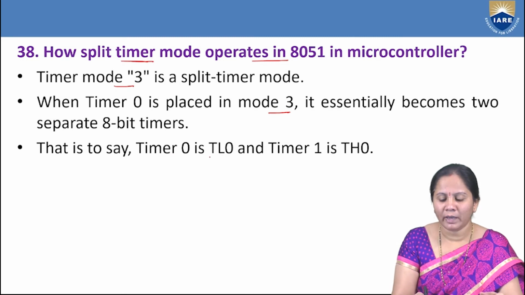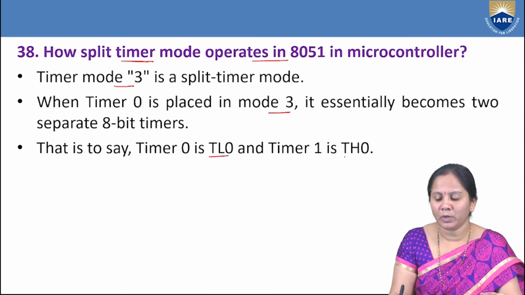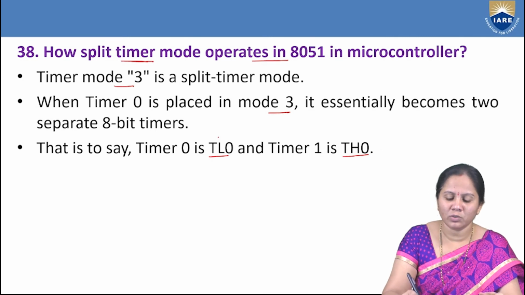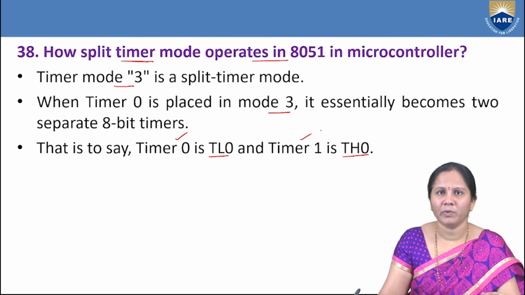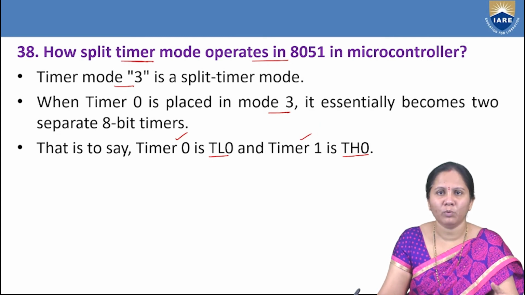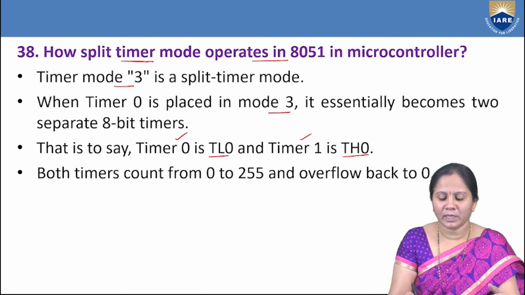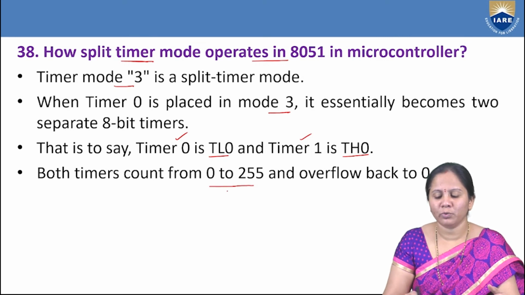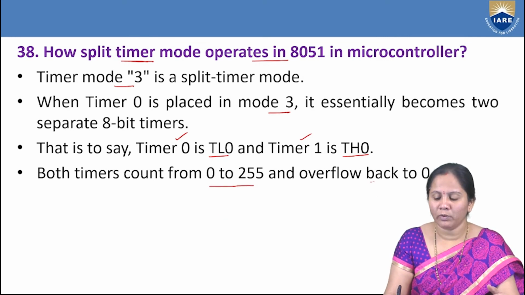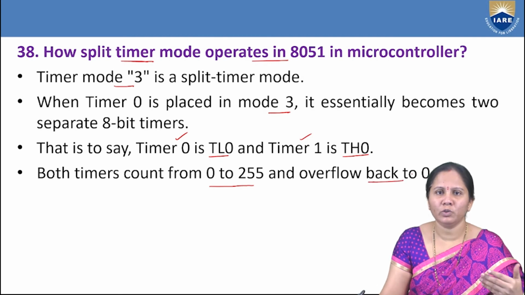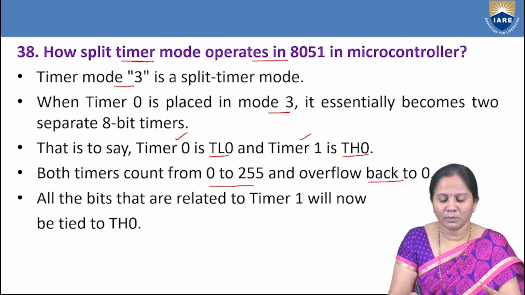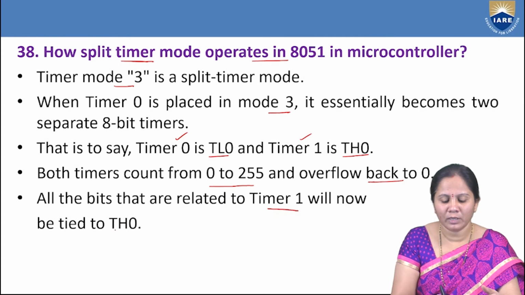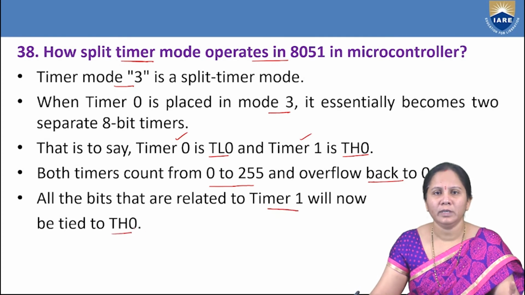So timer 0 has TL0 and timer 1 has TH0. These are the two split timers when operating in split timer mode. Both timers will be counting from 0 to 255 and overflow back to 0. That means after 255, if it is incremented again, it goes back to 0. And all the bits that are related to timer 1 will be related to TH0.